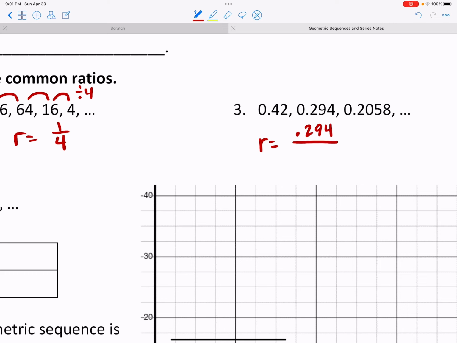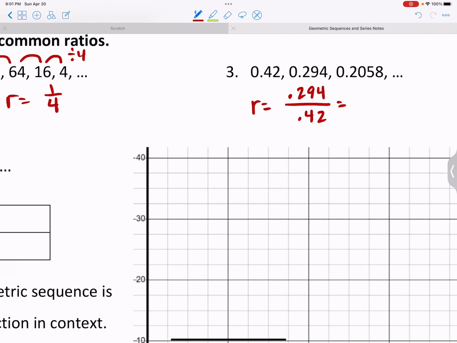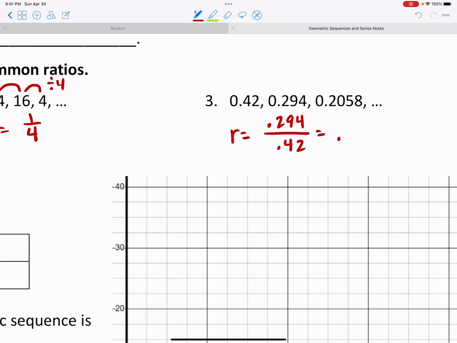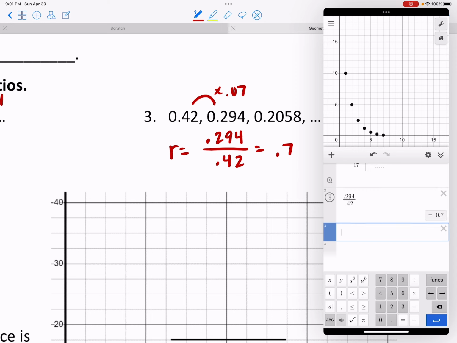So 0.294 in this case divided by 0.42, then I have 0.7 as my common ratio. And just to double check that, what I'm saying is if I multiply by 0.7, I should be able to get from one term to the next on this list. So obviously 0.42 times 0.7 gets me to 0.294. If I multiply by 0.7 again, I get to 0.2058, so we are good.